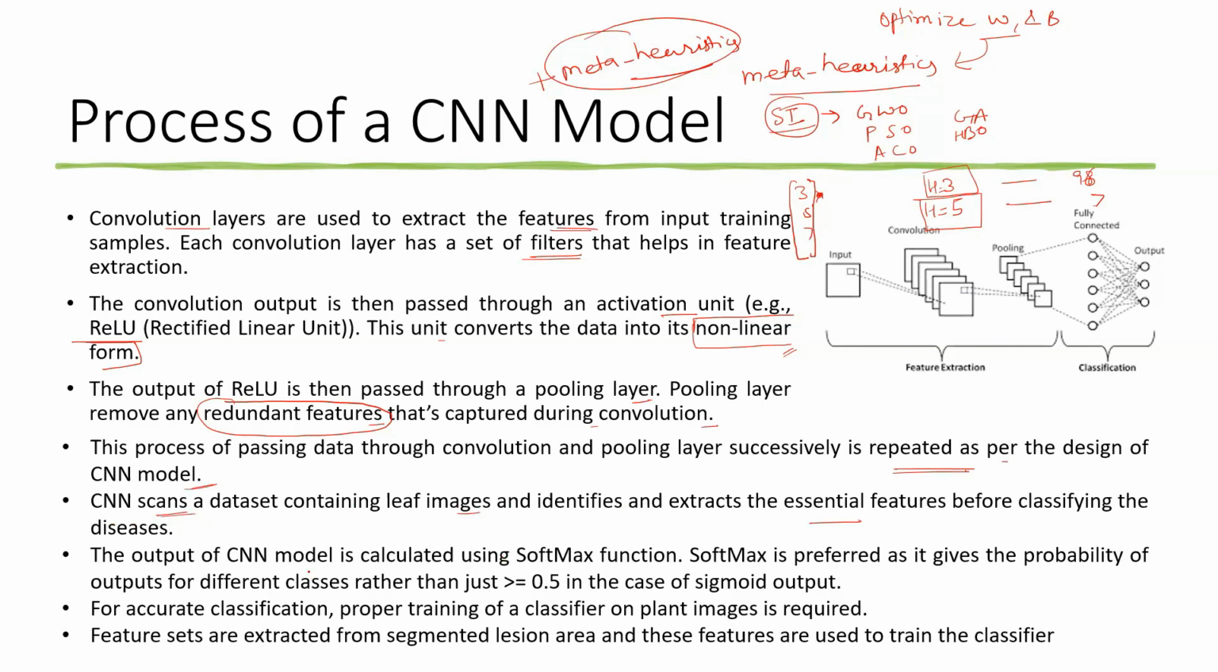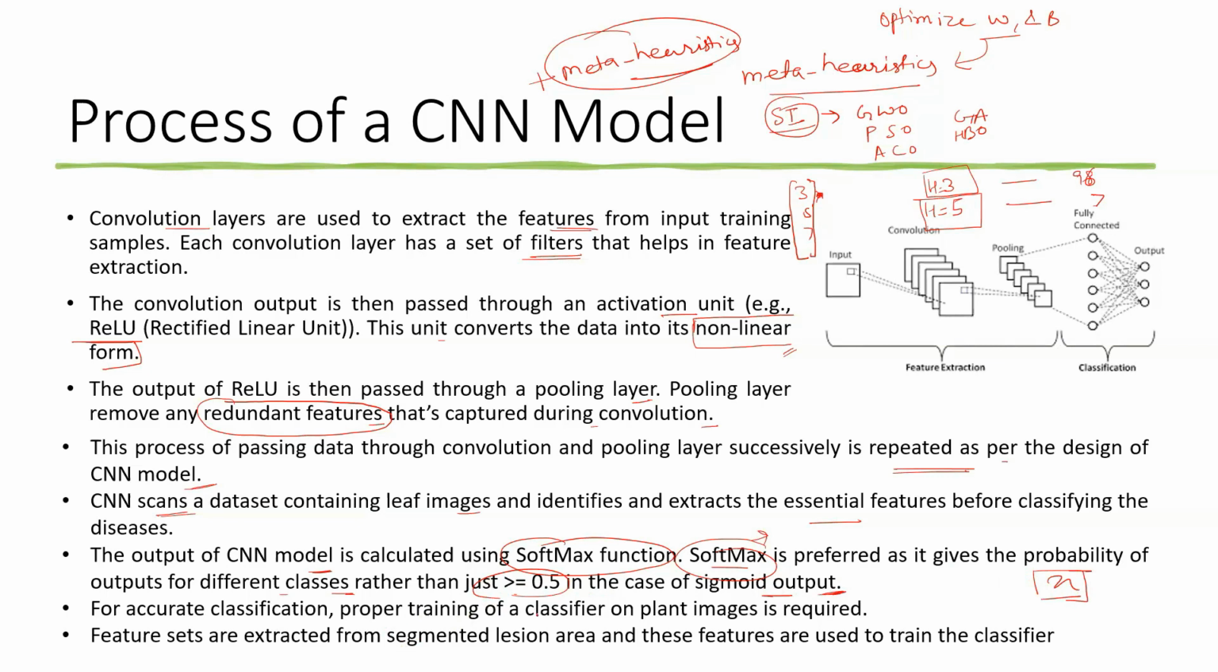So the output of a CNN model is basically calculated using a softmax function. Softmax is preferred because it gives the probability of the output for different classes, rather than just, we can say, 0.5 in the case of sigmoid output. So why is this preferred? Because it gives the probability of the output of different classes. So if we have n number of classes, the probability of all n classes is taken into account, and depending upon all these things, softmax will give you the output that takes into consideration the probability of different cases.